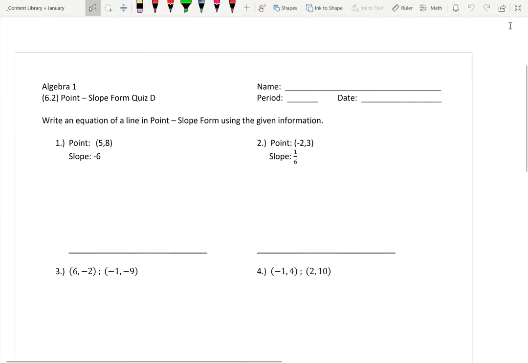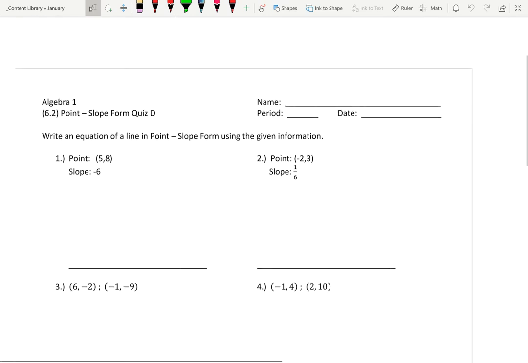Okay, so we're going to do section 6.2 quiz review. It's a pretty short quiz review. It's a pretty short quiz, I think, in general. But it really comes down to, did you memorize the point-slope equation, the point-slope formula, if you will? Now, if you haven't memorized it, you're going to need to. So that's the number one thing you need to study.